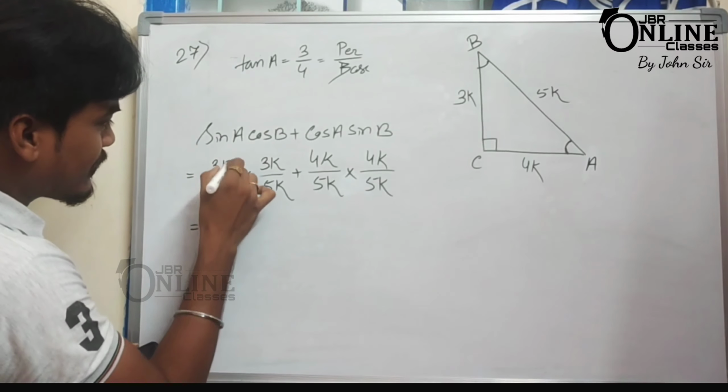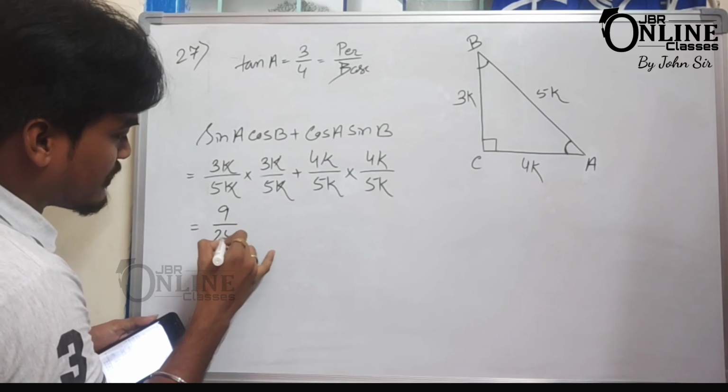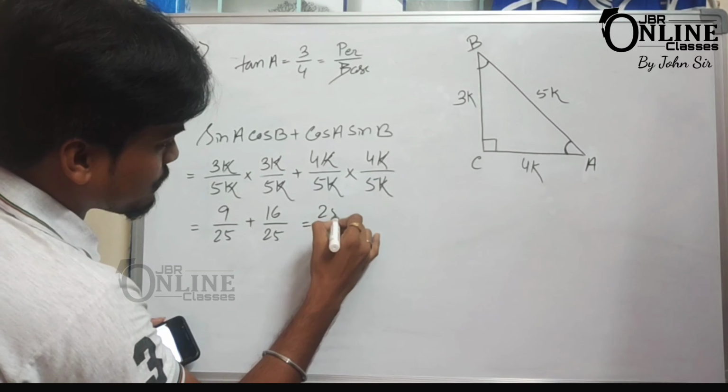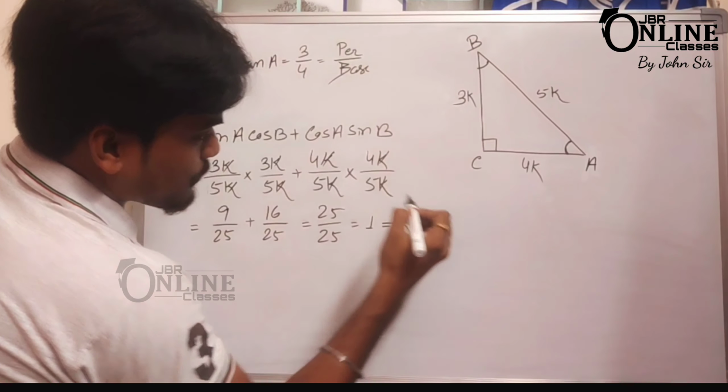Now as the K's cancel out, it will be 9 by 25 and here 16 by 25. Here the K's also cancel out. So 25 by 25, and that equals 1. So that equals the right hand side, it's proved.